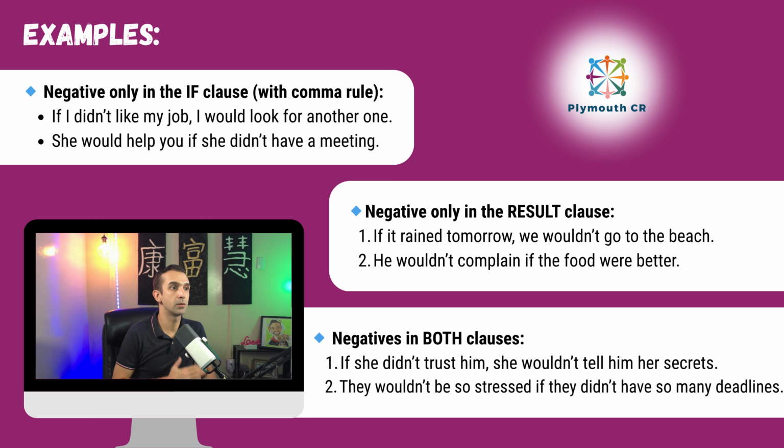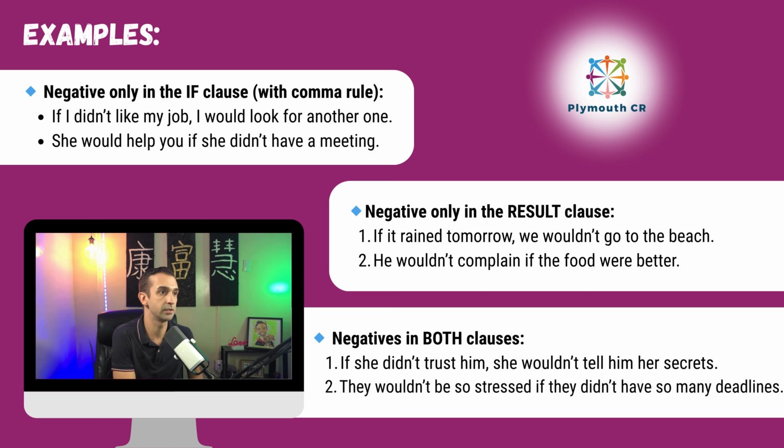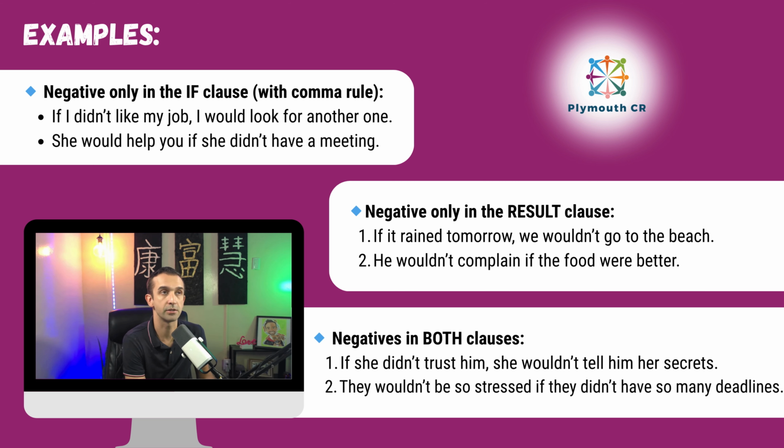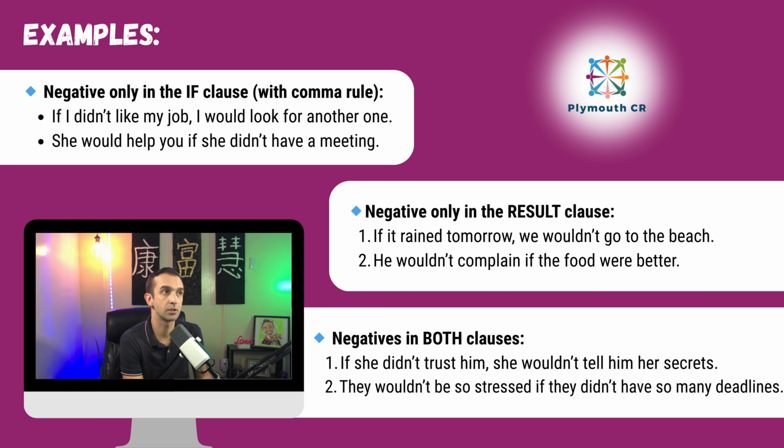Okay, now here we have negative sentences. And here we have different variations, because sometimes the if clause or the conditional clause can be negative. Sometimes it's the result clause that is going to be negative, or sometimes both of them can be negative. So the first example that we have is, if I didn't like my job, I would look for another one. She would help you if she didn't have a meeting.